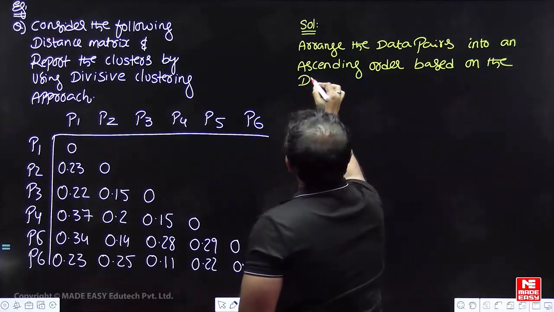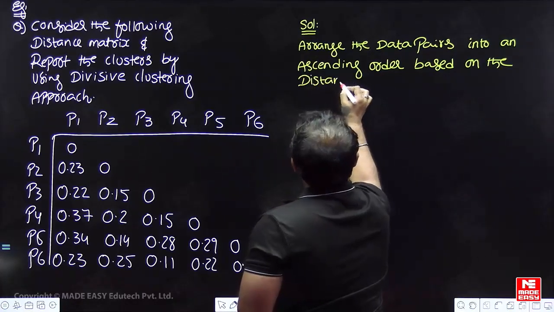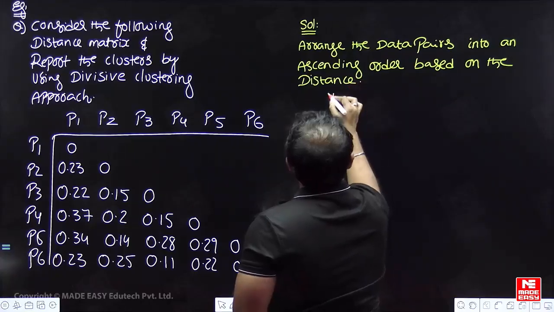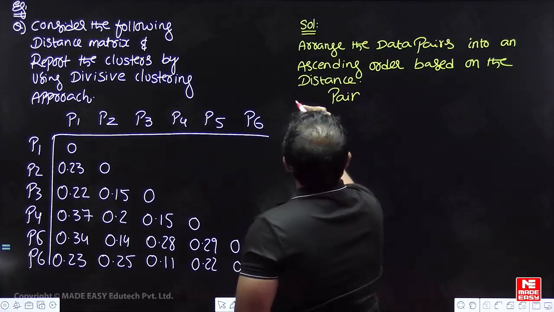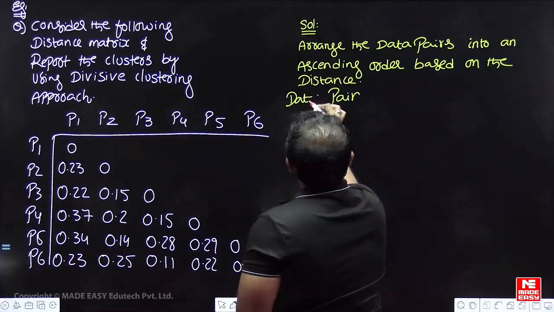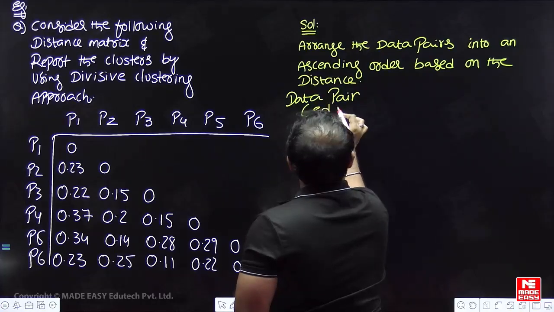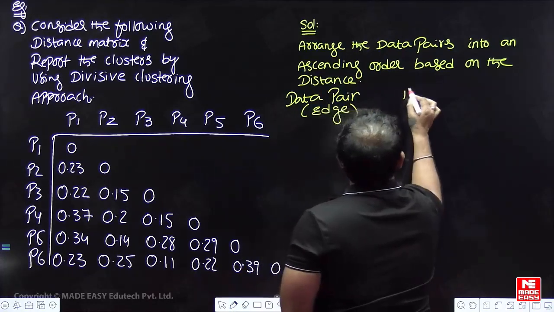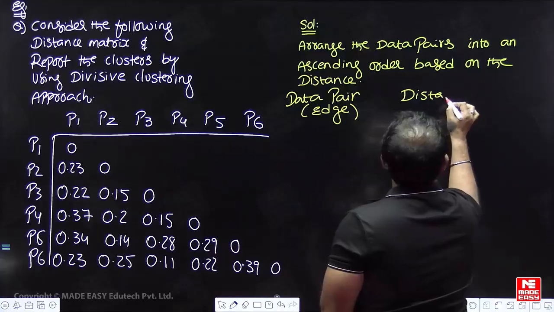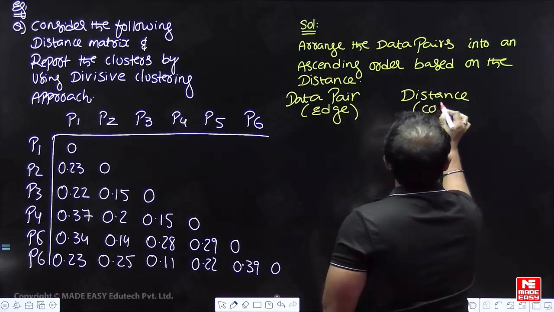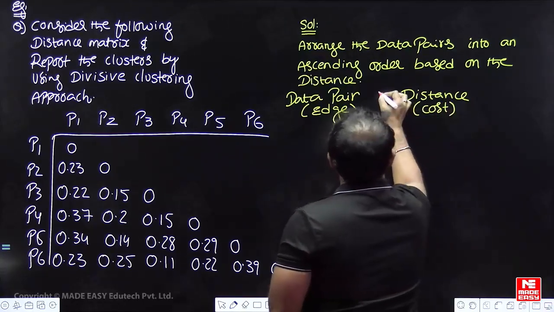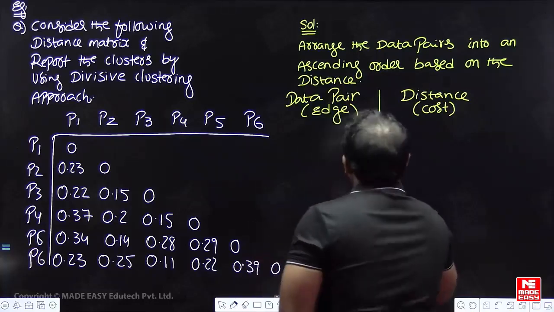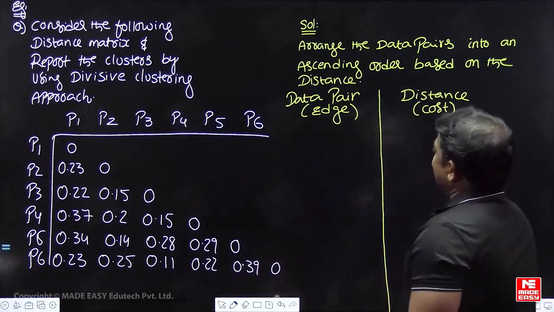Based on the distance, this data point pair is called the edge. Next, the distance is called the cost. Okay, so now arrange this into ascending order.